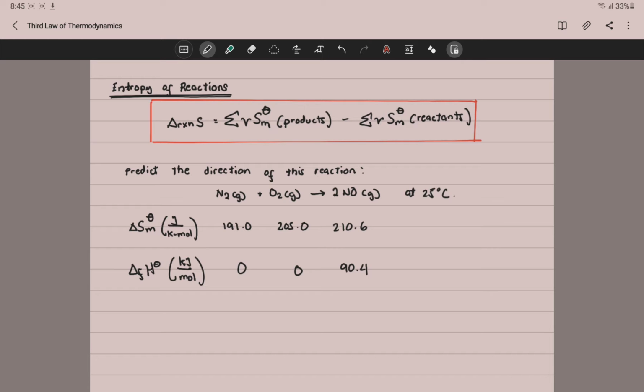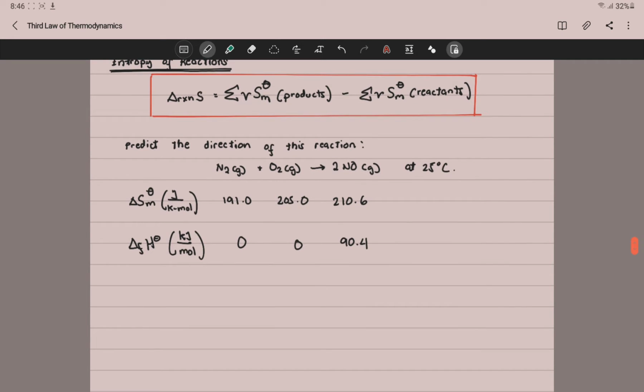Of course, the nitrogen tsaka si oxygen gas, since they're in their standard states and the temperature sa standard temperature, naturally yung kanilang enthalpy of formation will be 0, but your NO will have 90.4 kilojoules per mole. So let's go ahead and calculate the entropy of reaction for this example.